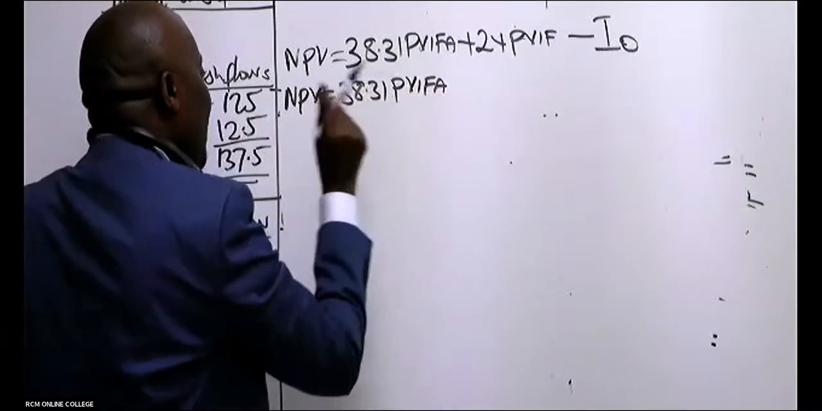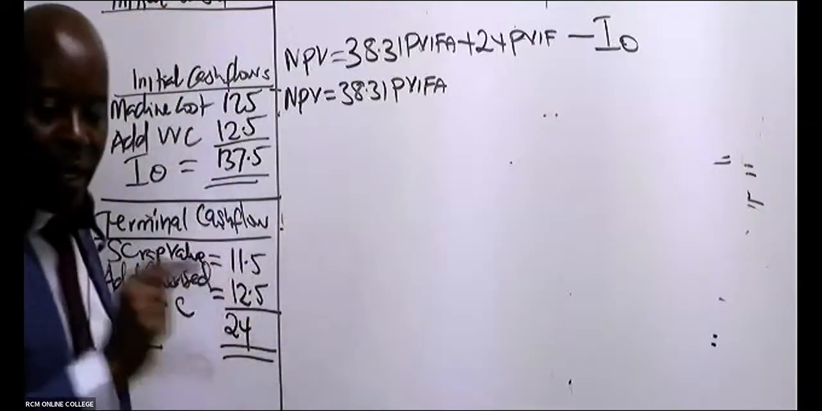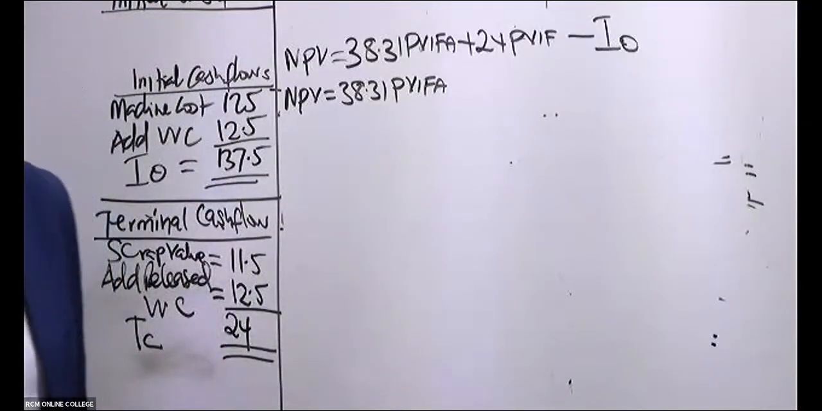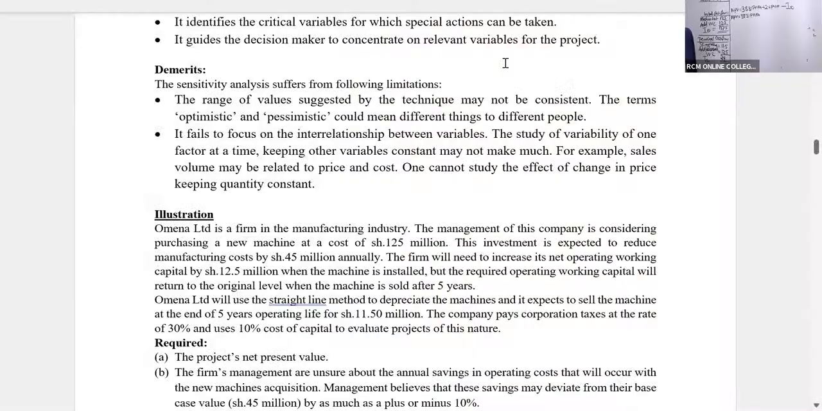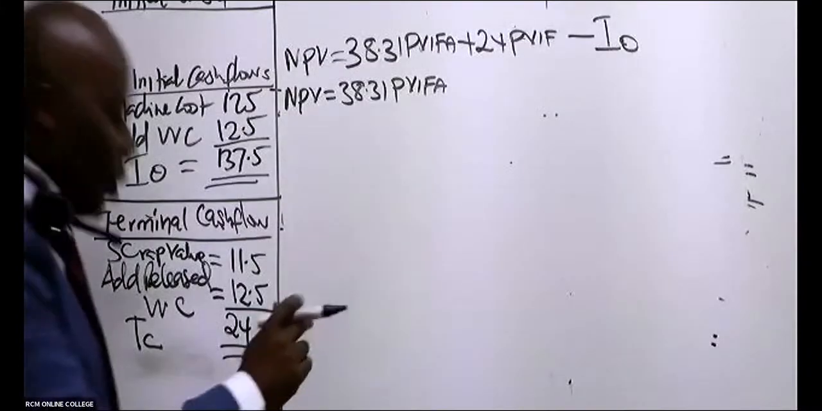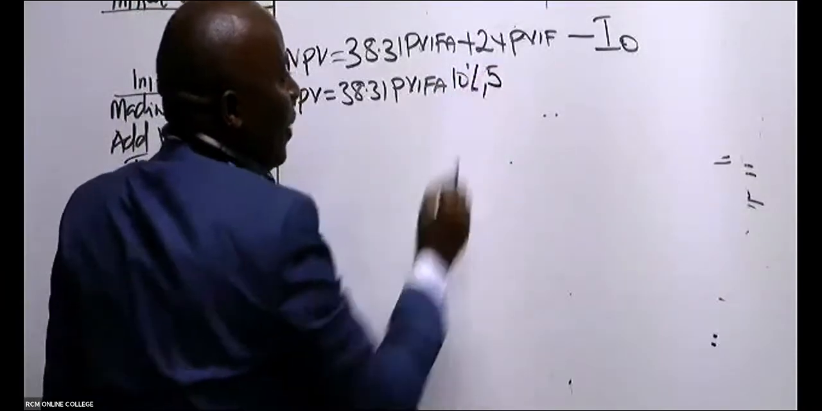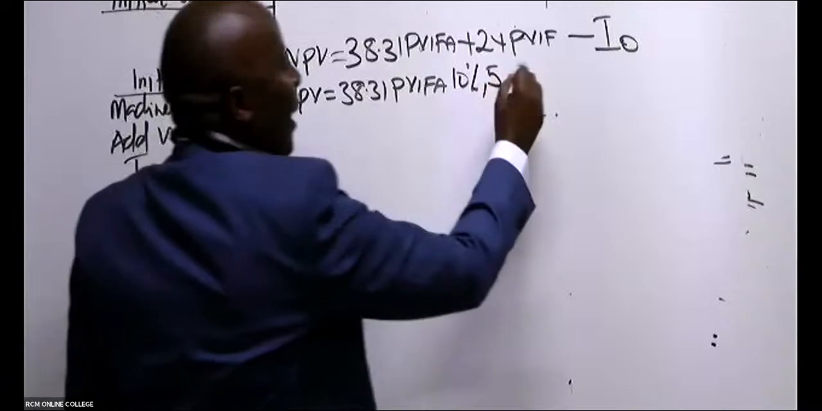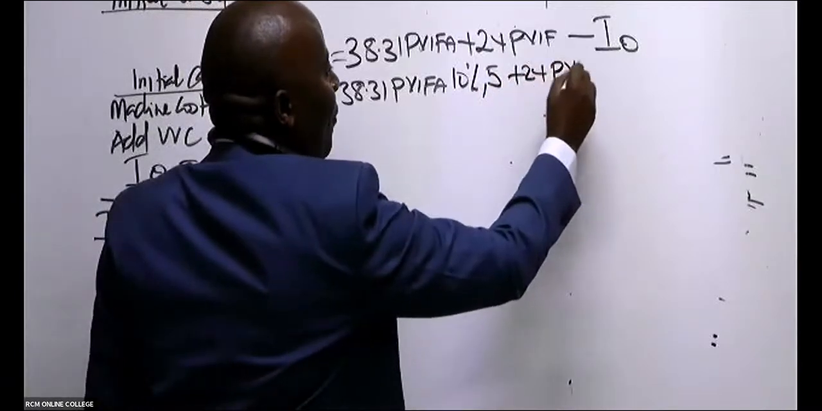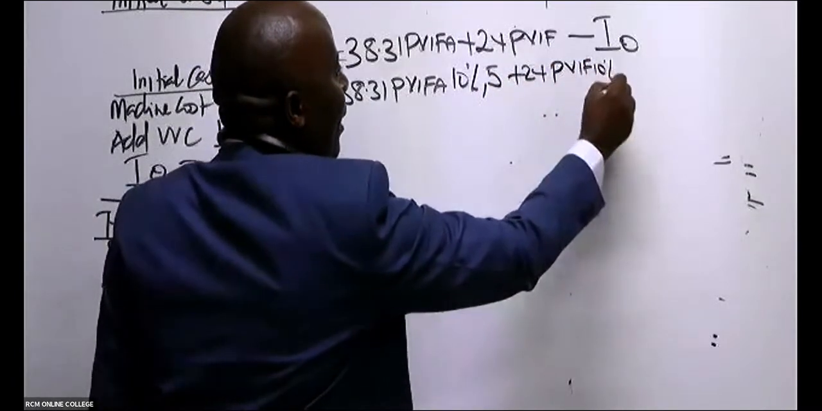Can somebody in this case give me the cost of capital given in this question? Are you able to see the cost of capital given in this question? Well, it's what percentage? 10%, you're right. So in this case, this is 10%. And this one will be enjoyed over how many years? 10% for 5 years, isn't it? Plus this 24 times PV, still 10%, but 5th year.